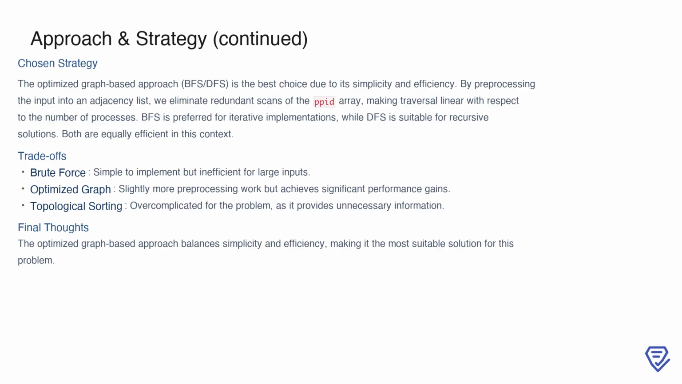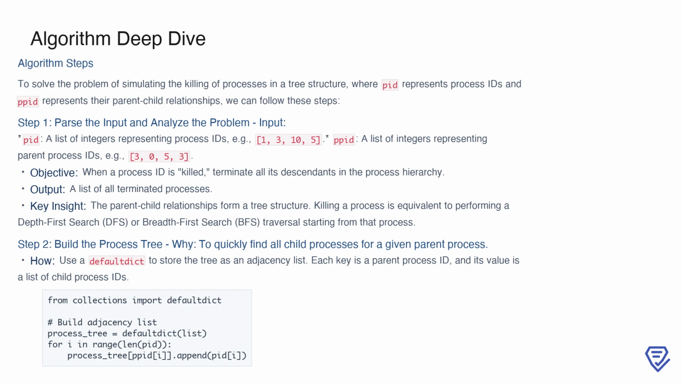To solve the problem of killing processes in a tree structure, we first need to understand the input and the problem requirements. The input consists of two lists, PID, which represents the process IDs, and PPID, which represents their parent-child relationships. For instance, if PID equals [1, 3, 10, 5], and PPID equals [3, 0, 5, 3], PPID[i] indicates the parent of PID[i]. The goal is to terminate a given process ID, referred to as kill, along with all its descendants in the hierarchy.